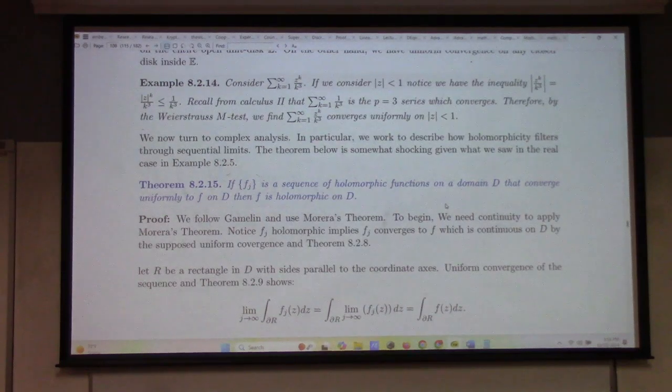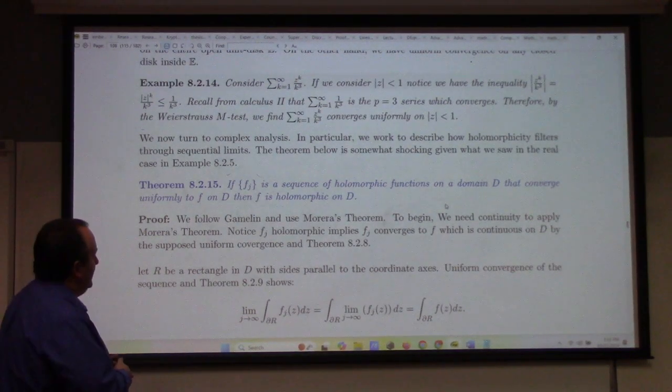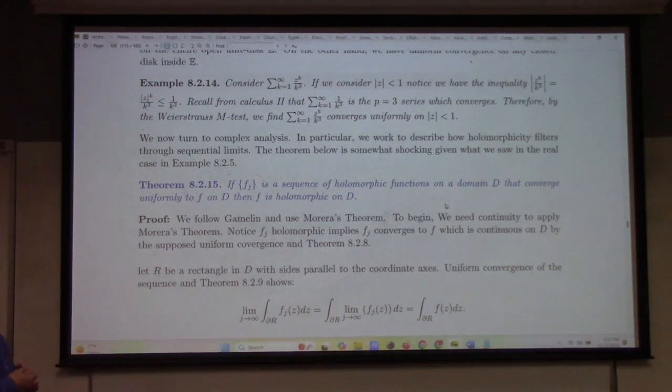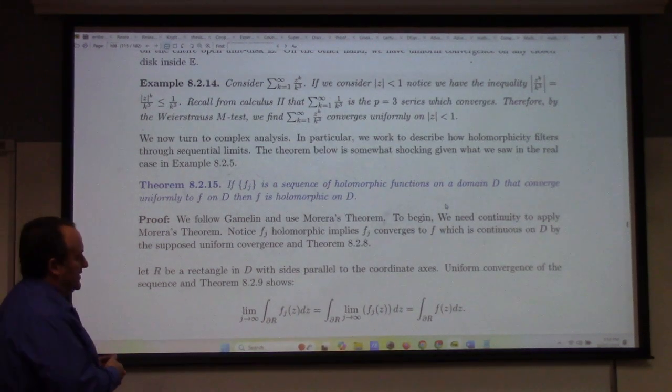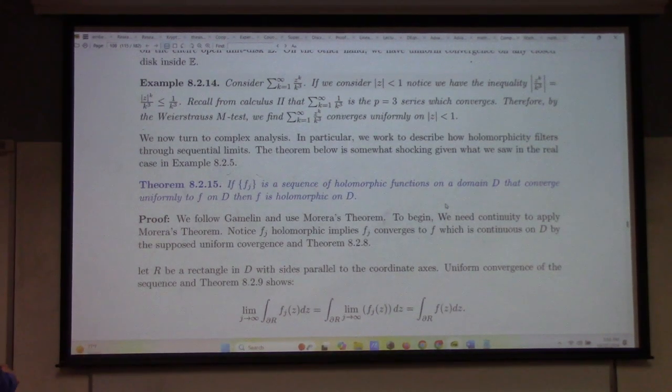So, theorem: if we have a sequence of holomorphic functions, which means complex differentiable on an open neighborhood of any point in the domain D, that converge uniformly on D to f, then the limit function is holomorphic on D. Ooh. So we preserve complex differentiability as well. Let's see here, how do I do it? So we're going to use Morera's theorem.